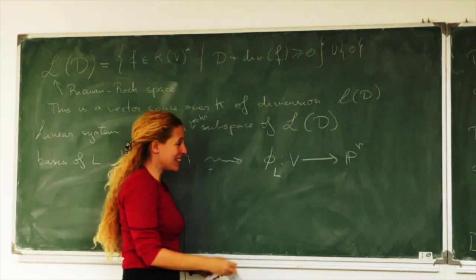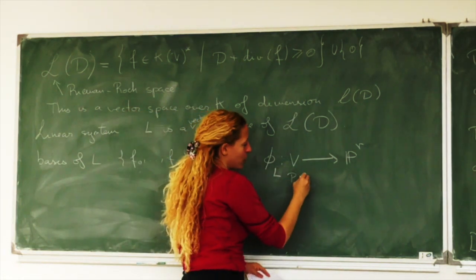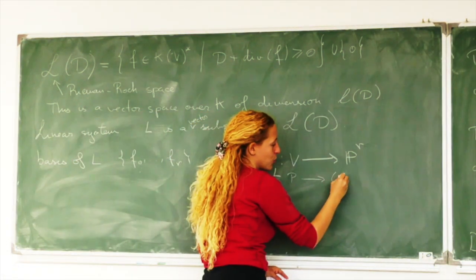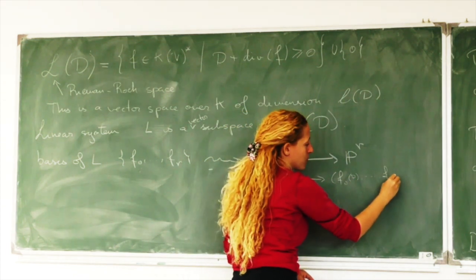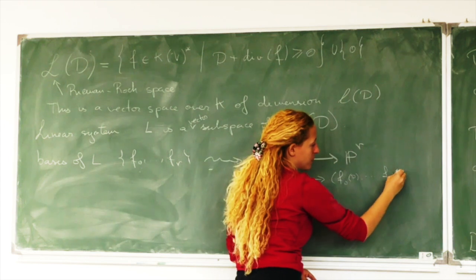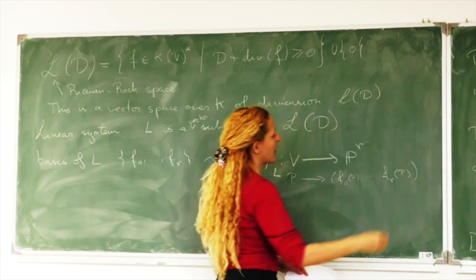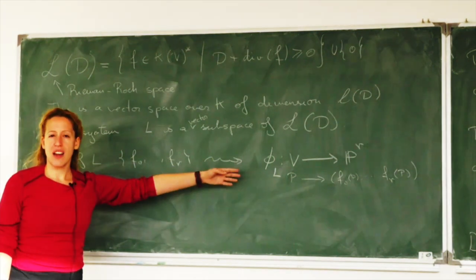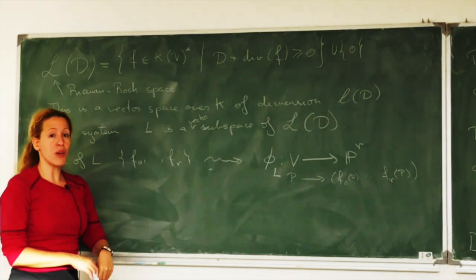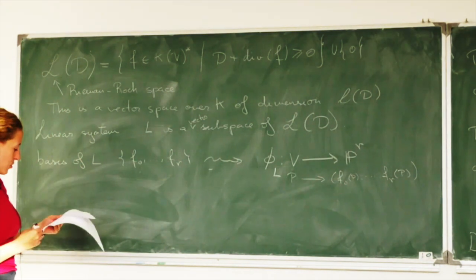How can I construct this? Easy. I take a point P and I send it to this point. So linear systems are nice ways of getting morphisms. And this we are really going to use. This is going to be very useful in the next lectures.